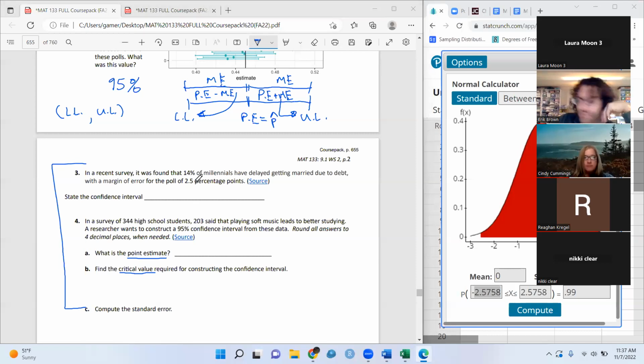Anyone have an answer for number 3? .14. What is the 0.14? Well, I was doing what we did with the confidence level over there, but now I'm seeing that that's not the same thing. Right, so when we say state the confidence interval, it means your answer is going to be like this, and you're going to have 2 numbers, one for the lower limit, one for the upper limit.